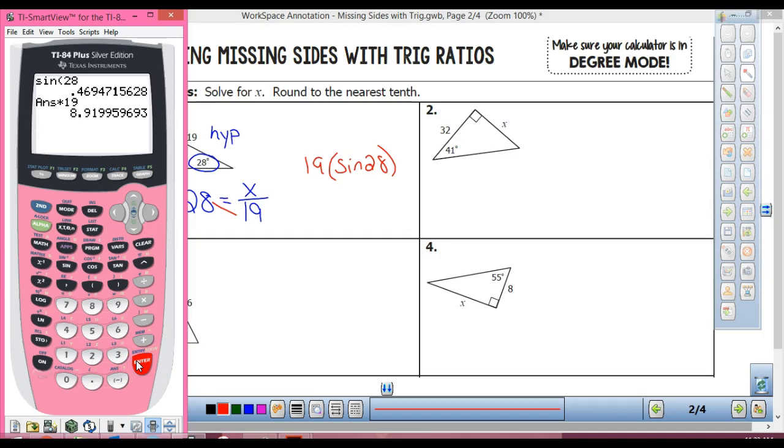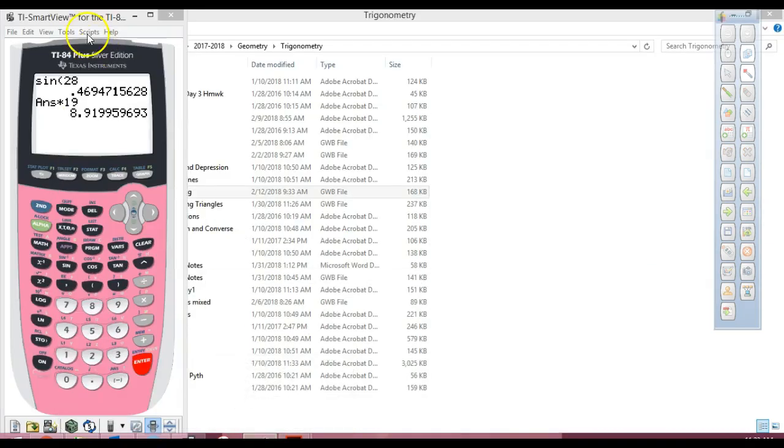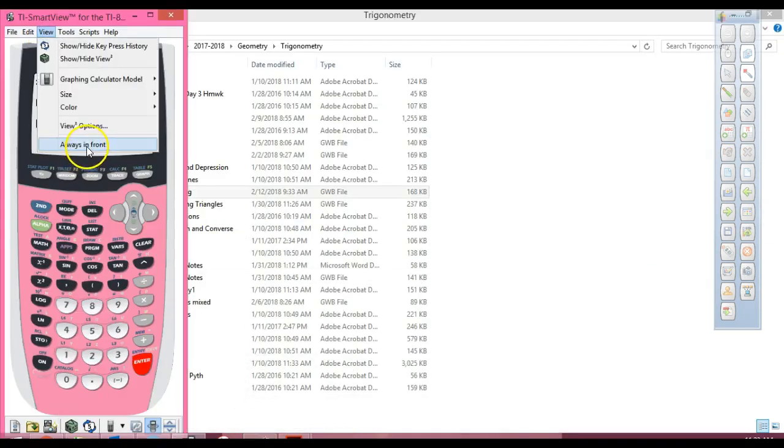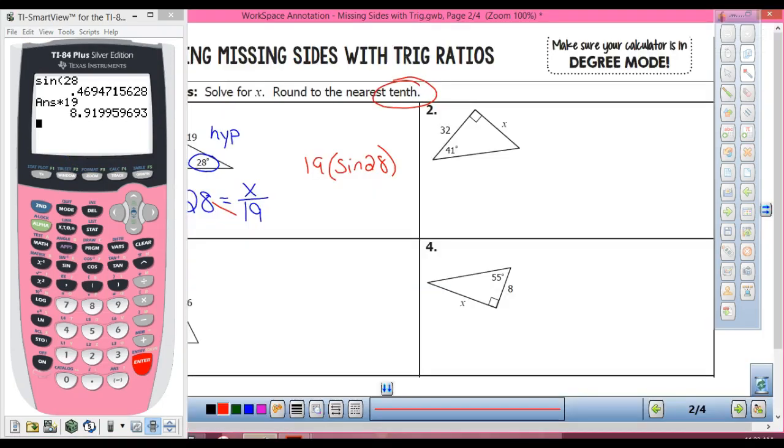And in the directions, they're asking us to go to the nearest tenth. So, if that's the case, X equals 8.9. Questions on how to type that in your calculator? No? All right.